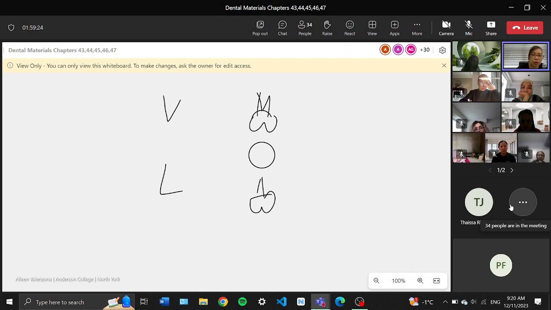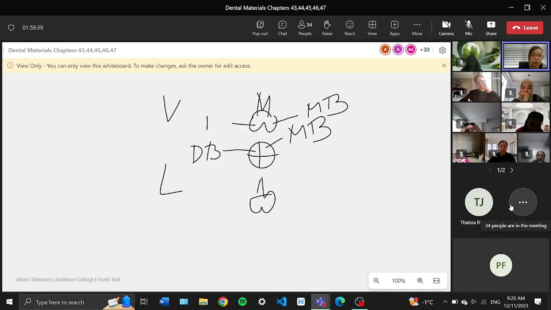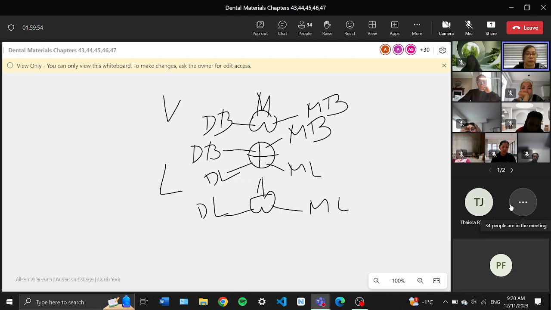So this is what I'm talking about, the occlusal surface. This is the mesiobuccal surface. This is also the mesiobuccal surface. This is the distobuccal surface. This is also the distobuccal surface. This is the mesiolingual surface. This is the distolingual surface. We understand that one, the surfaces?